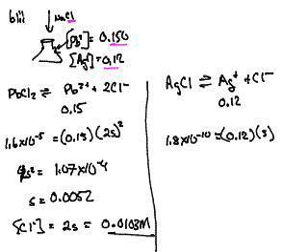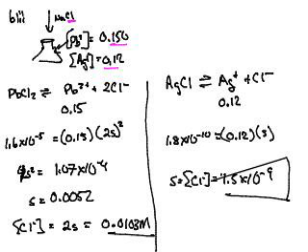I don't know what this number is, but this is a lot easier. 1.8 E negative 10 divided by 0.12. This is going to be the smaller one. You get S, which is the concentration of the chloride, is going to be 1.5 times 10 to the minus 9th. Well, this one is clearly smaller than this one, right? So the first precipitate will be the AgCl.